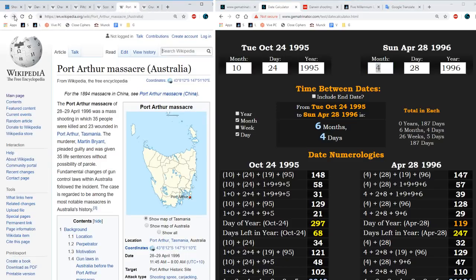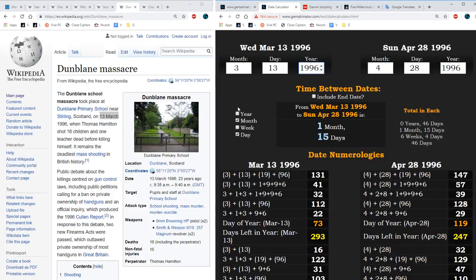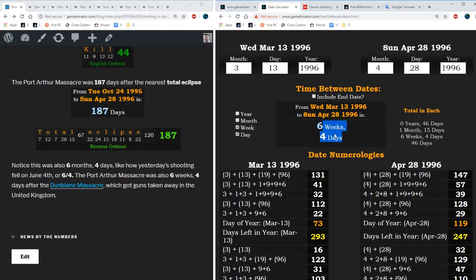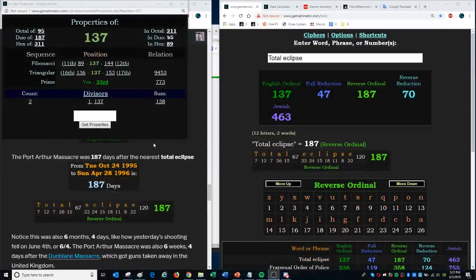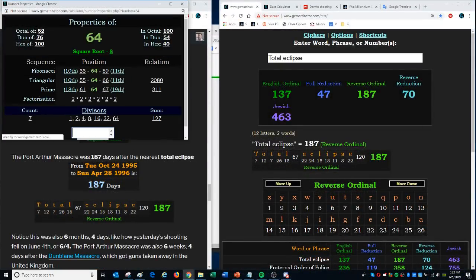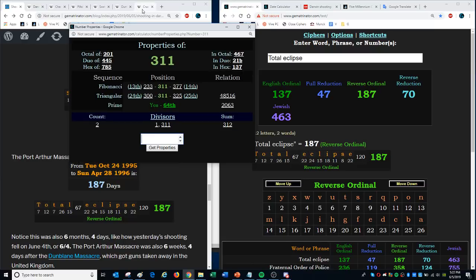The Port Arthur massacre was also, I think, 6 weeks and 4 days after the Dunblane massacre. And I believe this is significant as well, the 64. I'm just thinking on the fly here, but it makes a lot of sense. The 64th prime number is 311.